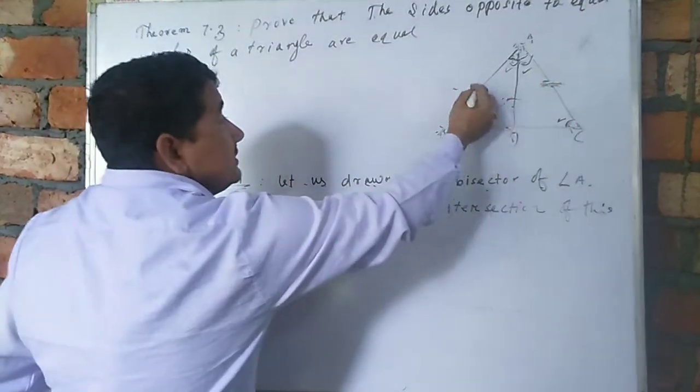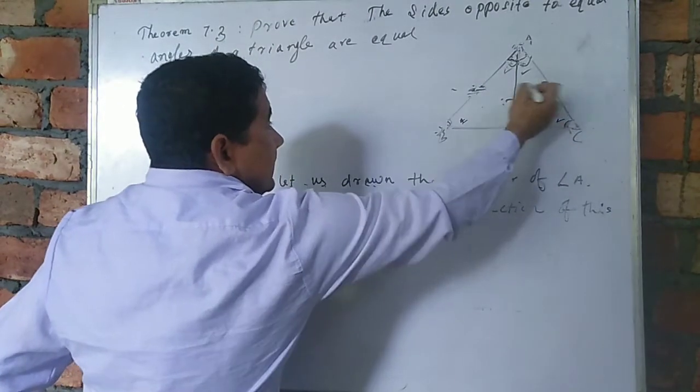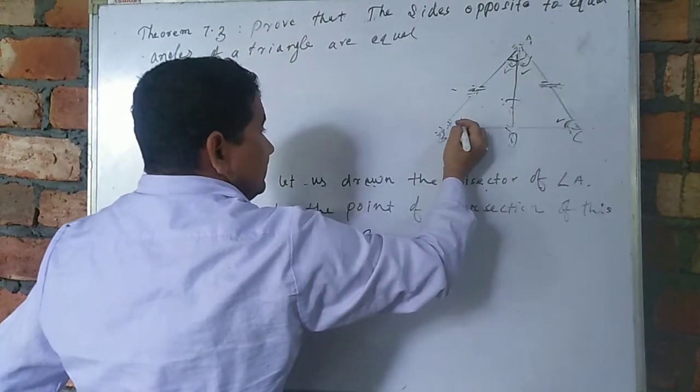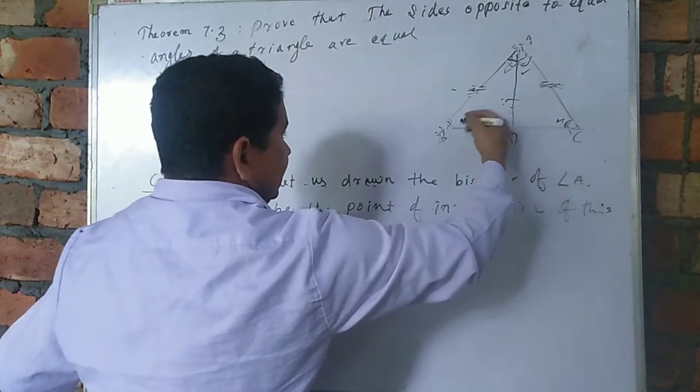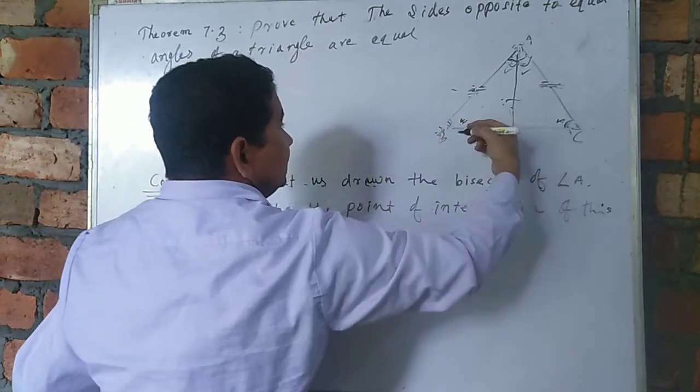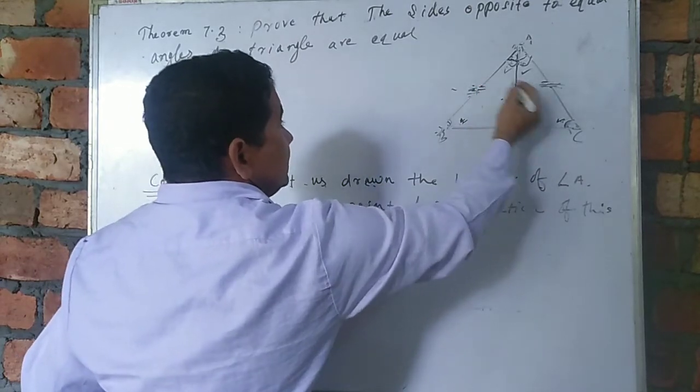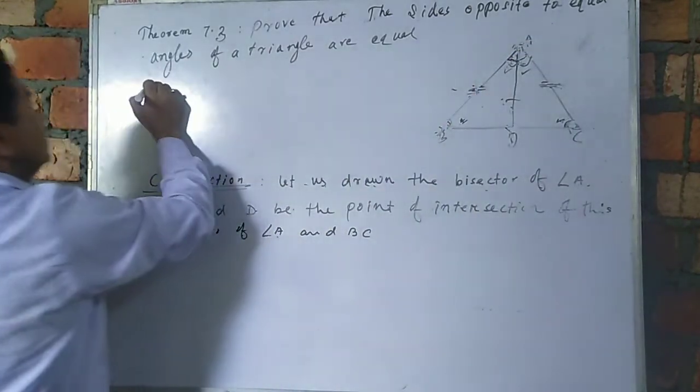First, AB equal to AC is what we have to prove. Angle B is equal to angle C is given. We have to prove here AB is equal to AC. Solution.